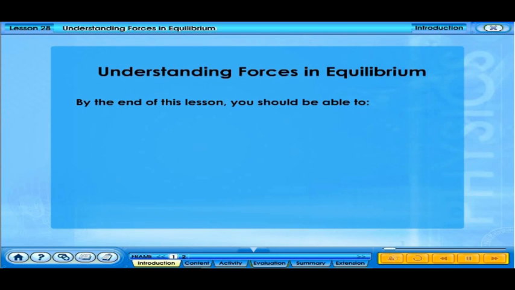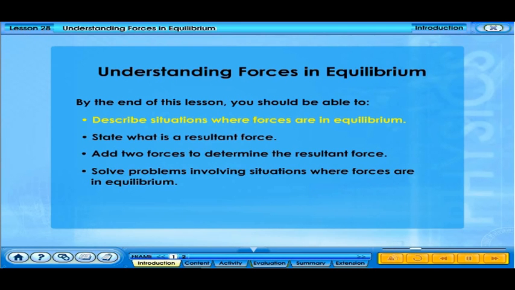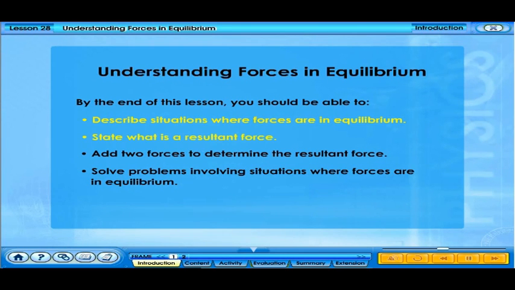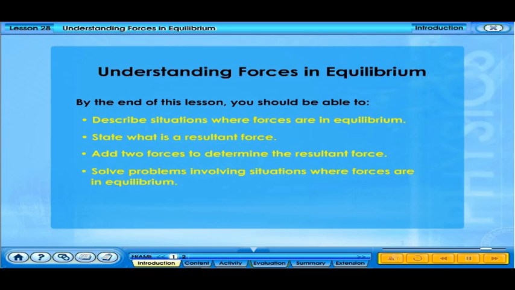By the end of this lesson, you should be able to describe situations where forces are in equilibrium. State what is a resultant force. Add two forces to determine the resultant force. Solve problems involving situations where forces are in equilibrium.